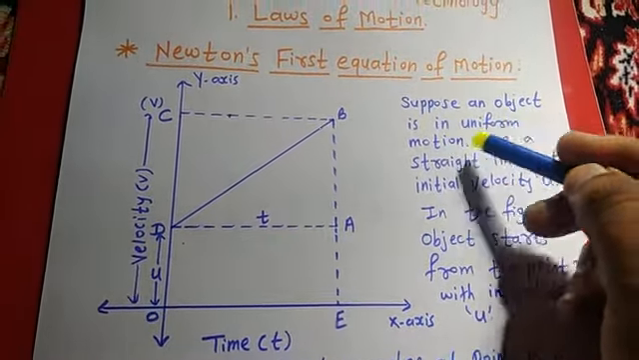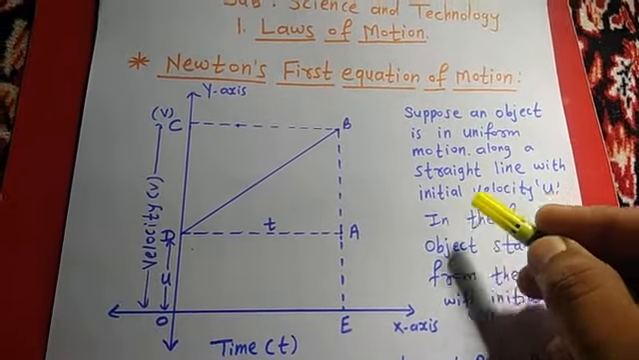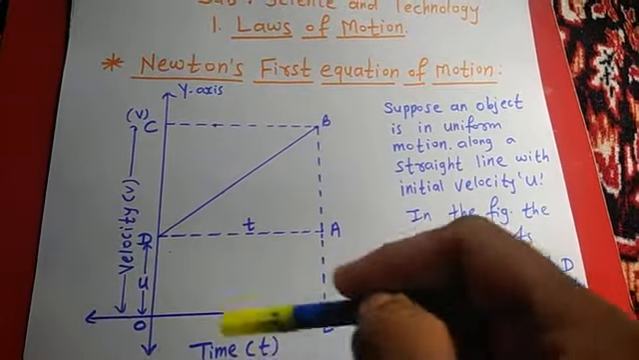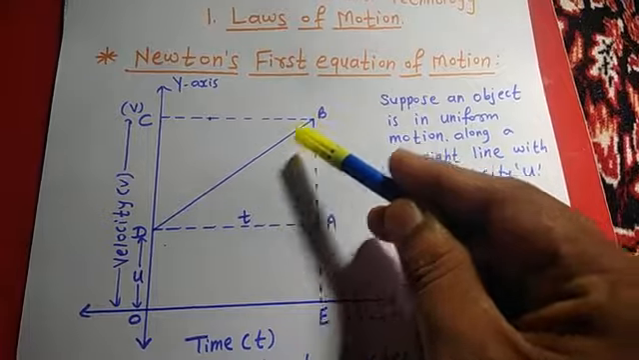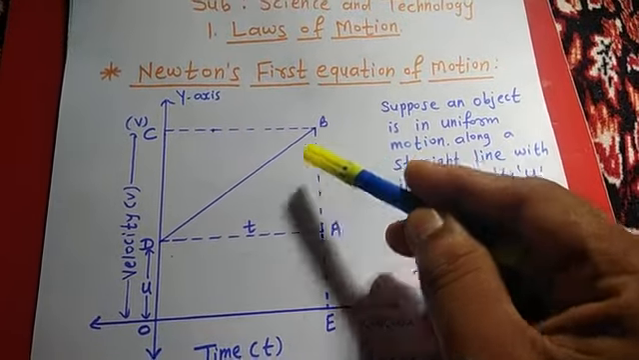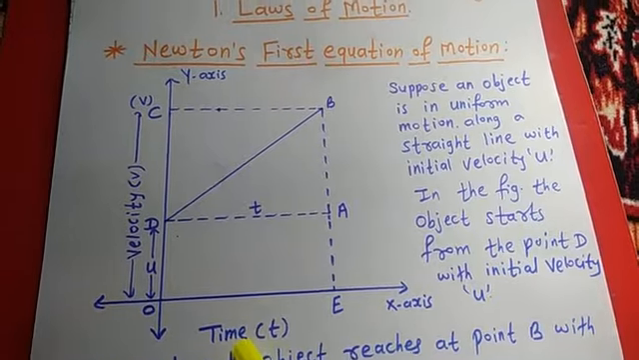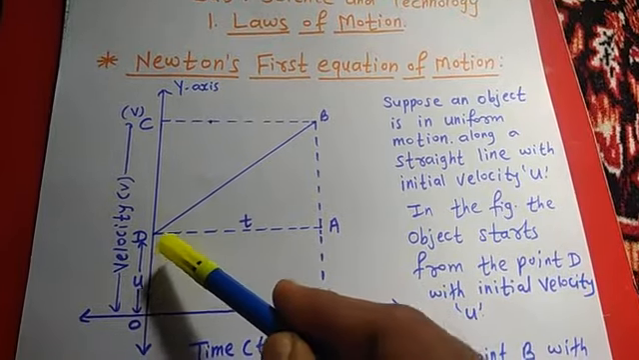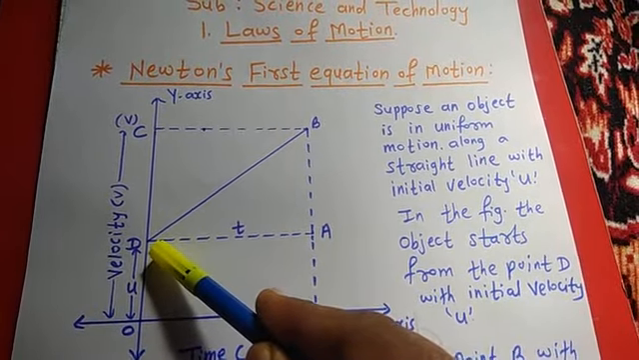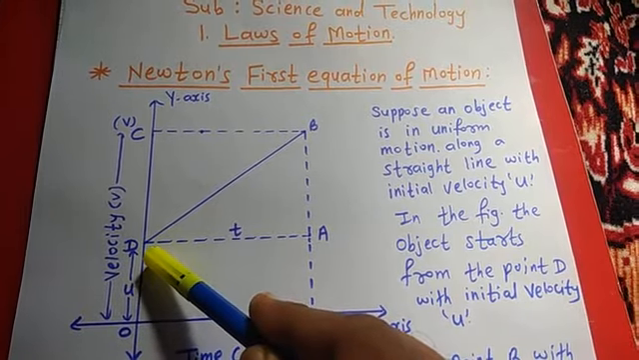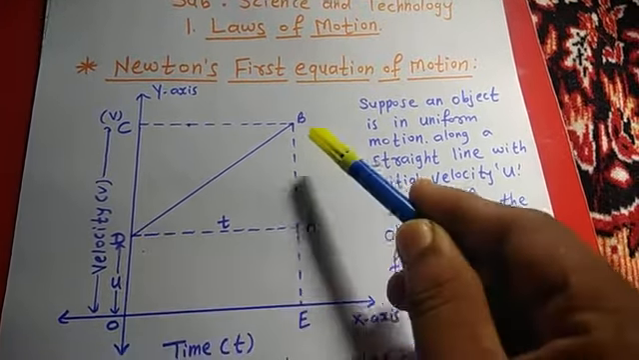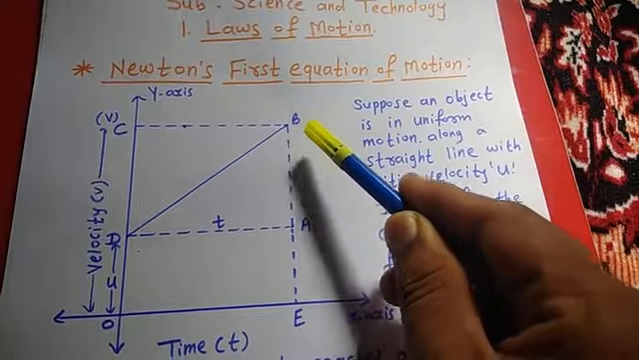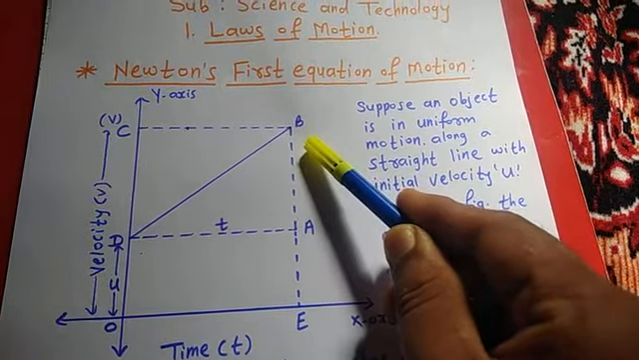Suppose an object is in uniform motion along a straight line with initial velocity u. As the motion of the object is uniform, so velocity time graph is a straight line. The nature of this graph is a straight line. X-axis denotes time, y-axis denotes velocity v. Suppose an object is at position D initially. D is the initial position of the object and it reaches at point B in time t. So B is the final point. It's the destination point of the object.